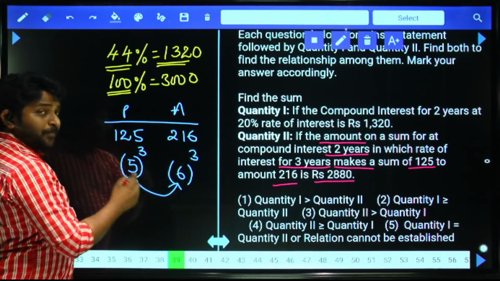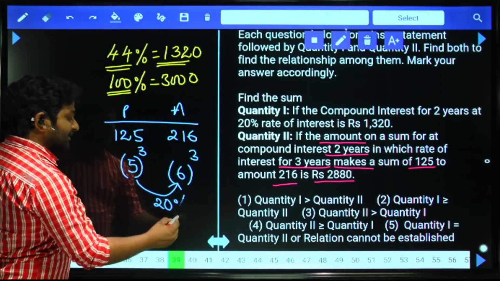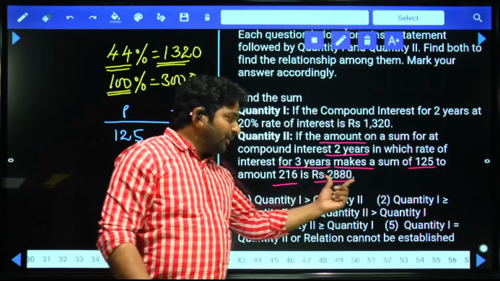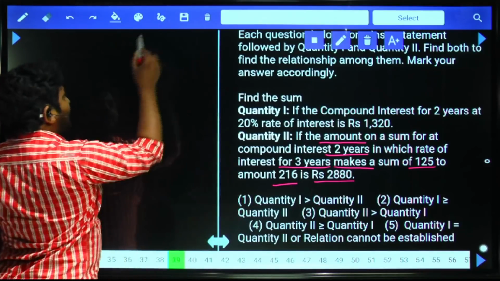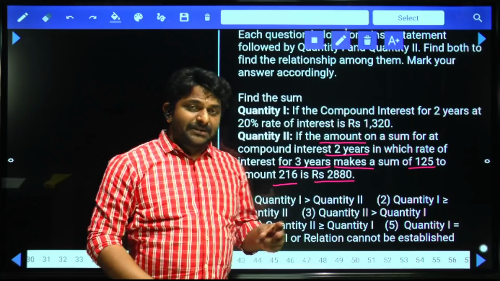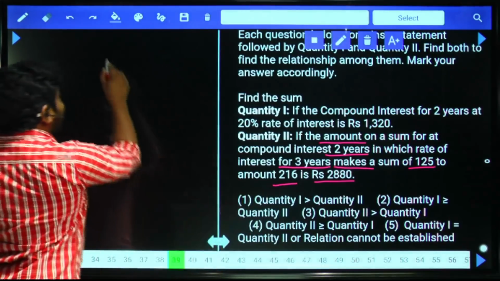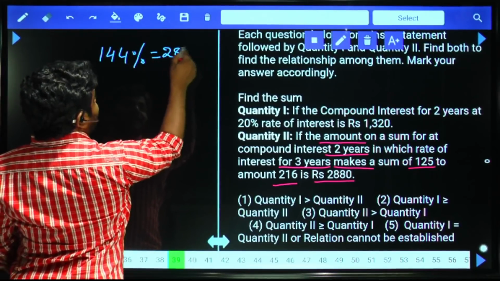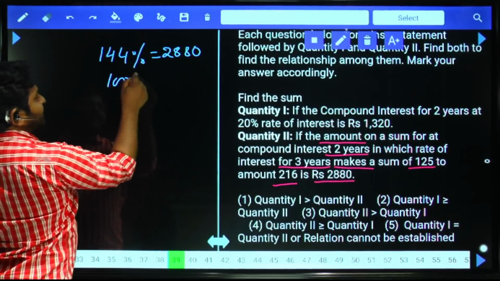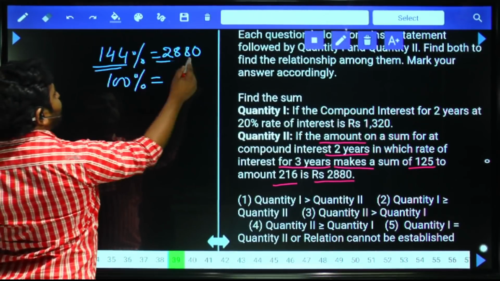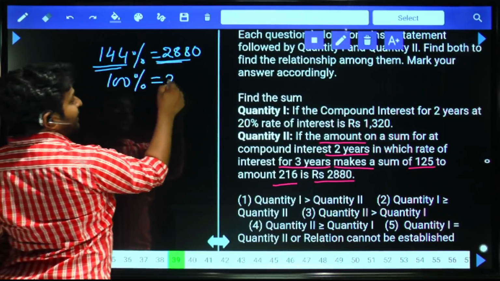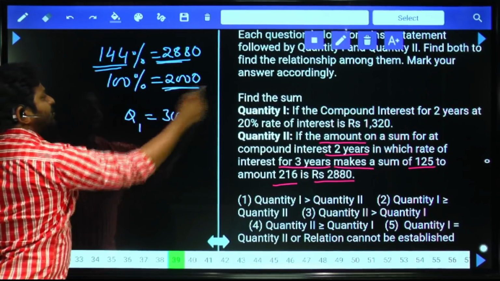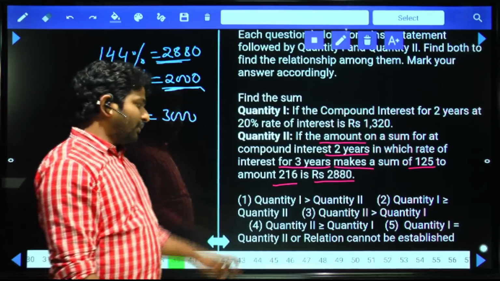1 with respect to 5 is equal to 20%. So the rate of interest offered is 20%. Now our new amount is 2880. Here compound interest at the rate of 20% per annum for 2 years is 44%. Then the amount becomes 144%, which is equal to 2880. Then the principal is 100%, that is equal to how much? 144 double and then 0, 100 double and then 0. This is Q2. Whereas we got Q1 as 3000 and Q2 as 2000. Hence Q1 is more than Q2, first option.